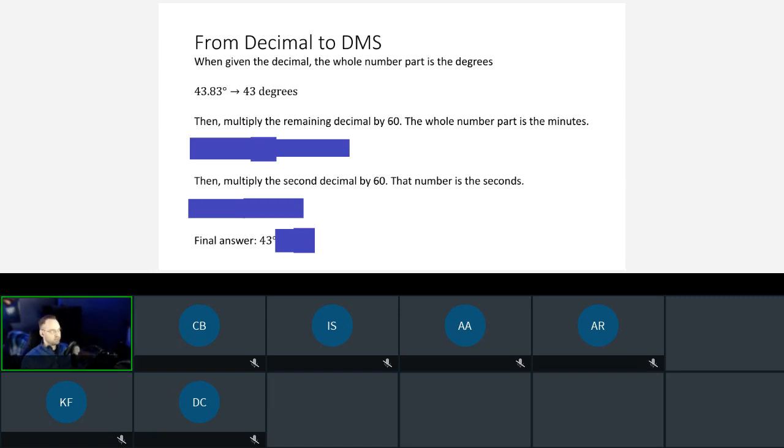All right, next, you're going to multiply the decimal portion. So we subtract 43 out of that 43.83. We're left with 0.83. Multiply that by 60. So everyone type that in. 0.83 times 60, hit enter. What do we get? 49.8. Yep, 49.8. So we take the whole number portion, add that, and that is the minute piece.